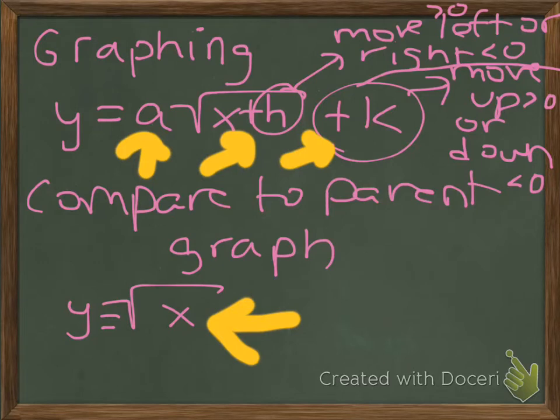And if you're subtracting the k outside the square root, then it's going to move the graph down. And you can just see that when you graph it. You don't actually have to really remember that, but we'll do a few examples where you can see it move.